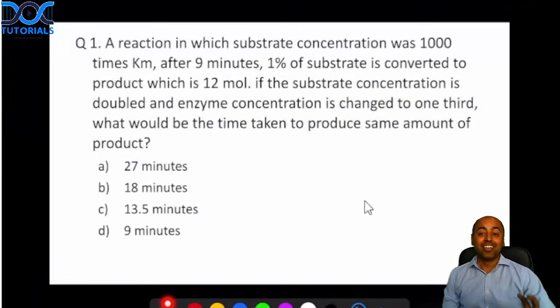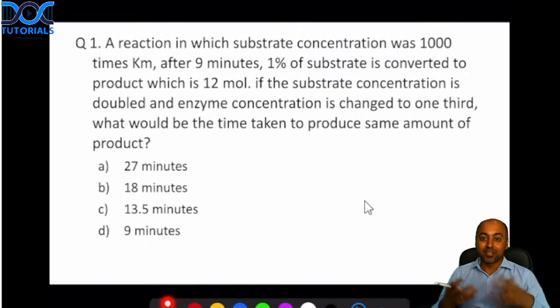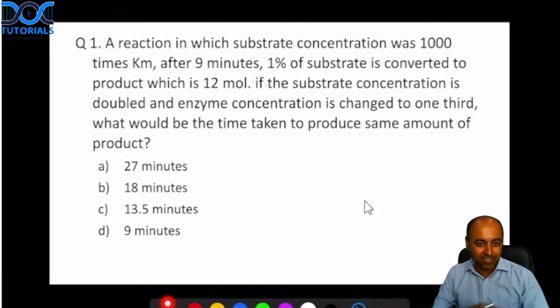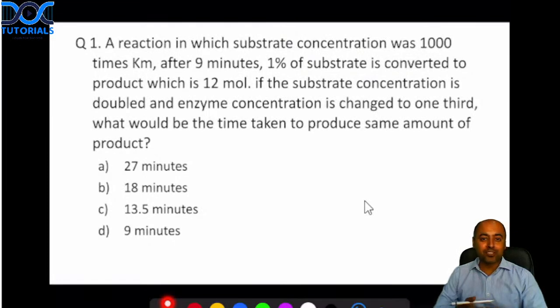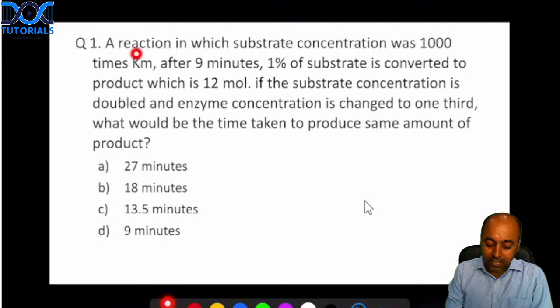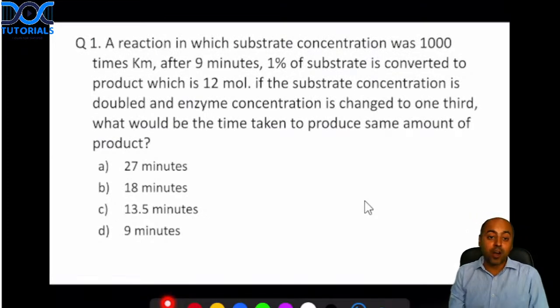Now, numerical from enzymes, when it came, it was a surprise for most of us. Even the faculty were very surprised. We did not expect to get numerical from the enzyme. So you can see here, a reaction in which substrate concentration was 1000 times Km. After 9 minutes, 1% of substrate is converted to product, which is 12 moles. If the substrate concentration is doubled, enzyme concentration is changed to one third, what would be the time taken to produce the same amount of product?